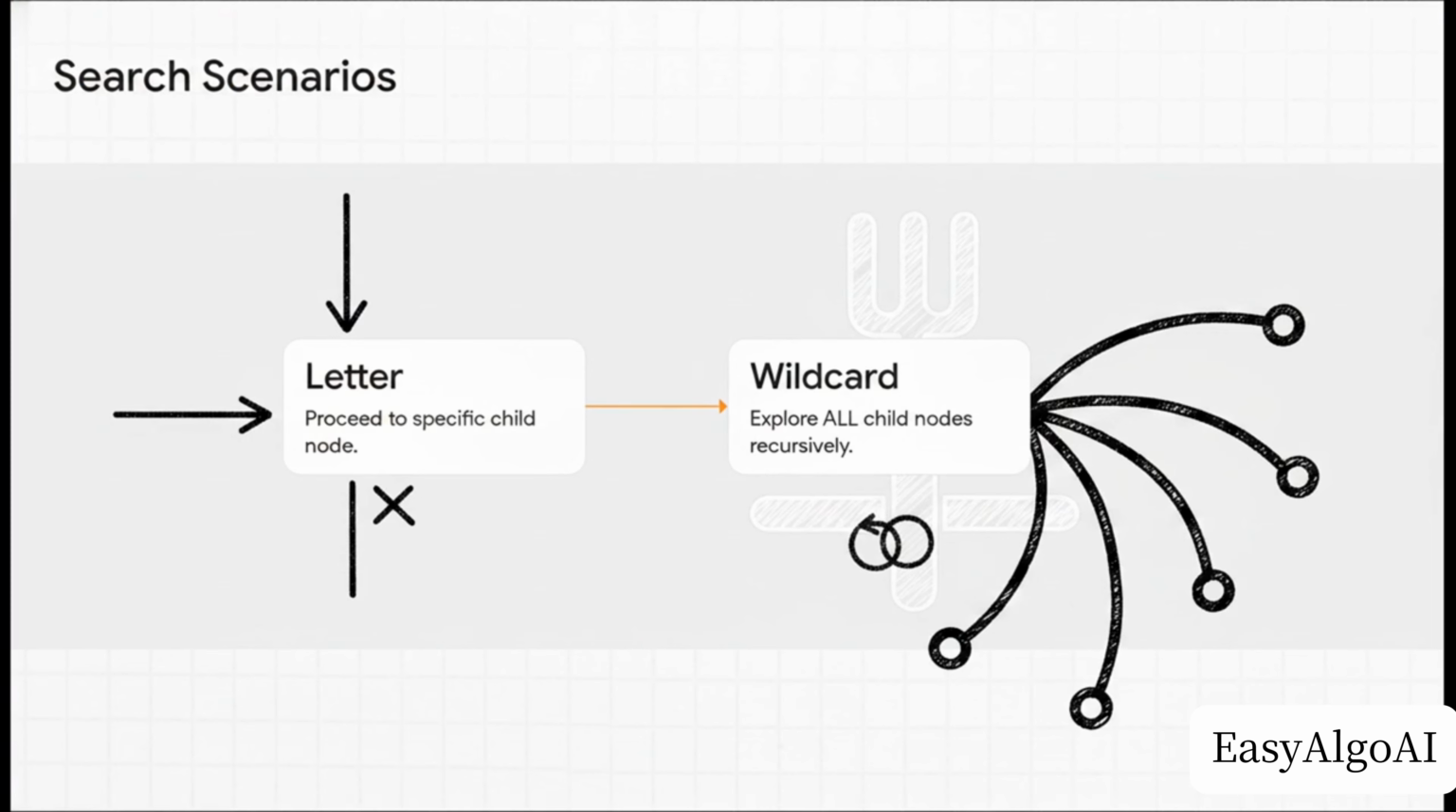Now let's break down the fork-in-the-road logic our algorithm has to process at literally every single step of a search. When traversing down the trie, we essentially run into 2 distinct scenarios. Scenario 1, we encounter a standard letter. This one's easy. We just proceed down the specific child node that matches that letter, exactly like a normal trie search. Scenario 2, though, we encounter a wildcard dot. Here we can't just pick one path.